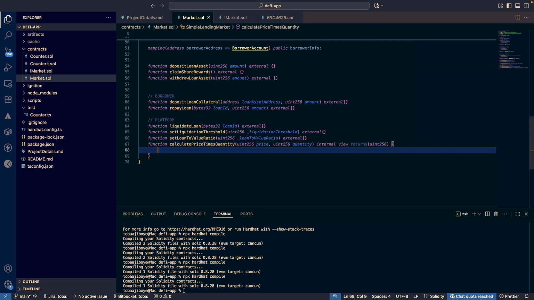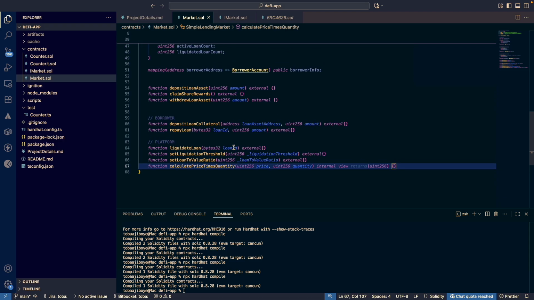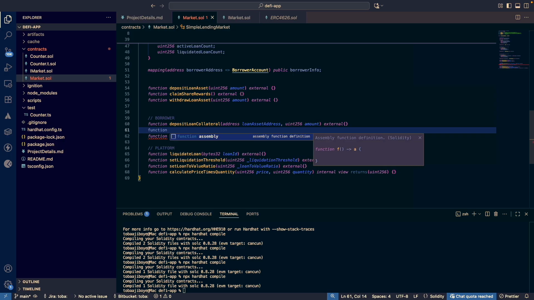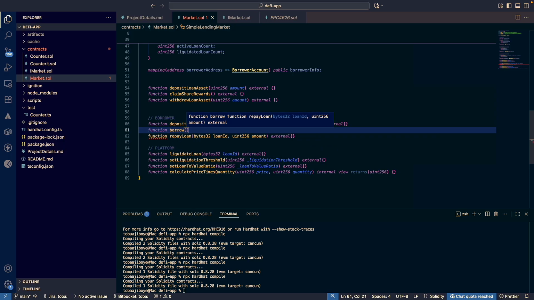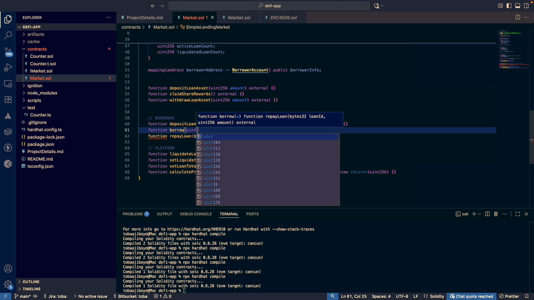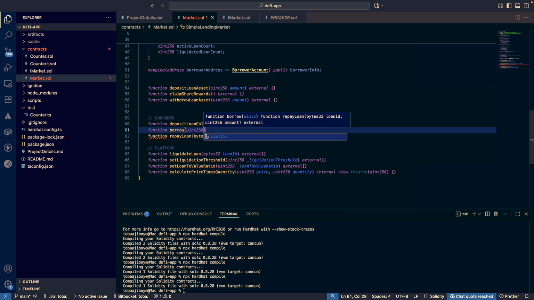So maybe a person deposits 10 Bitcoin. When you do price times quantity, it returns the value. Now, this price times quantity would be important when you want to borrow. I just realized we didn't write borrow. So add a function here, borrow. When you want to borrow, you need uint256 amount. You also need to specify what you are borrowing against.